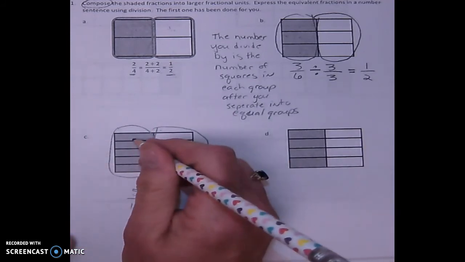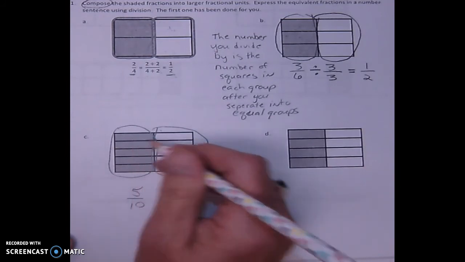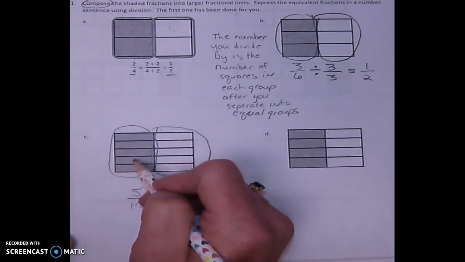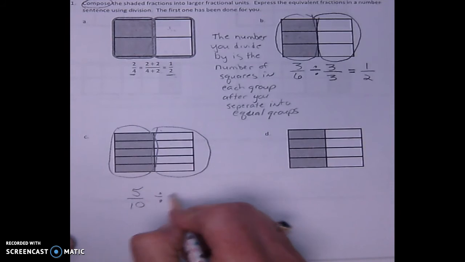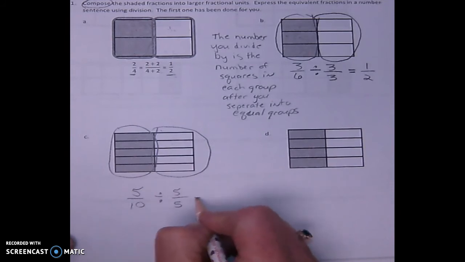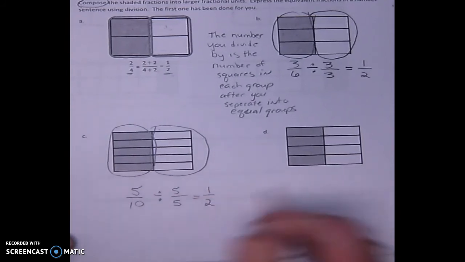So when we combine these groups, we have 1, 2, 3, 4, 5 in each group, so we're dividing by 5. And we end up with 1/2.